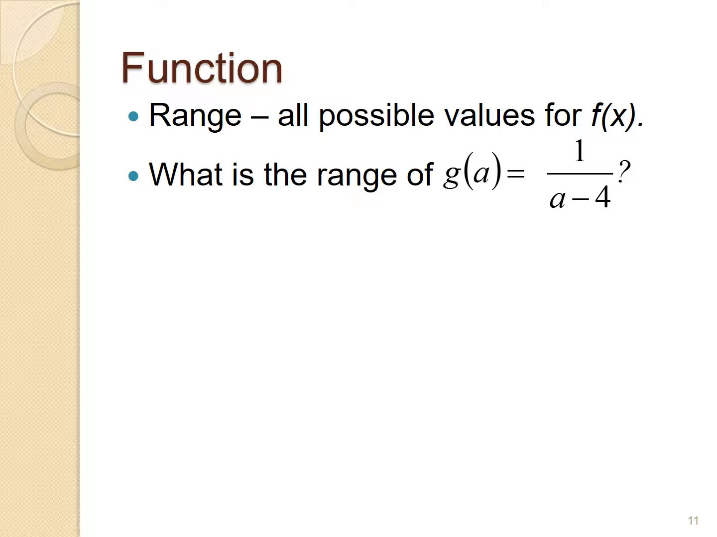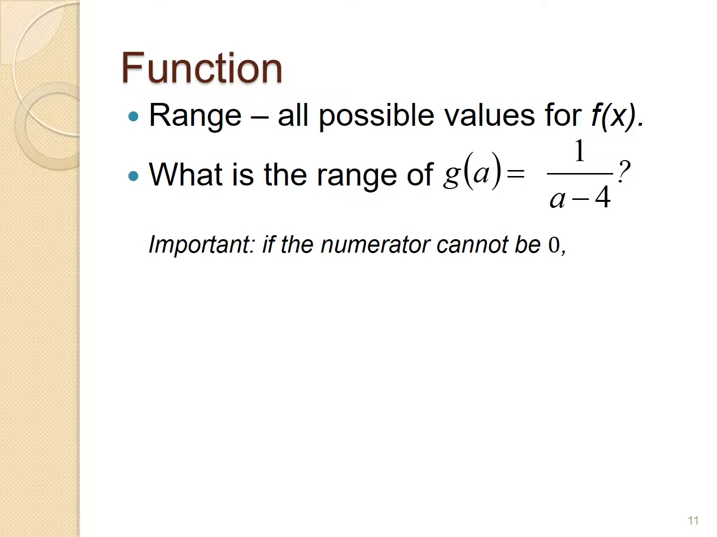So it's really the same thing. You put in a value for a wherever the a appears, just like you did for x. So it's the same thing. Don't let it throw you. So what is the range of this function? 1 over a minus 4. Well, we notice that it's a fraction, right? 1 over something. Can this ever be equal to 0?